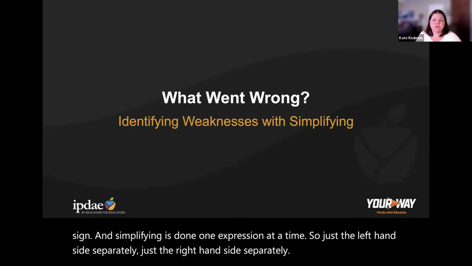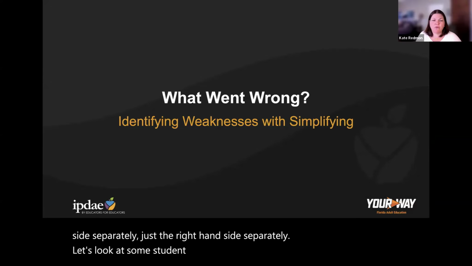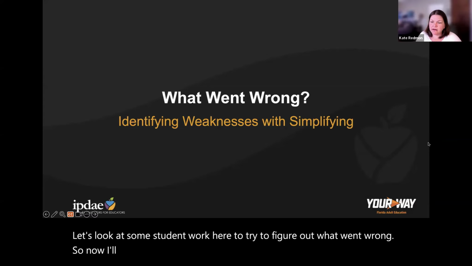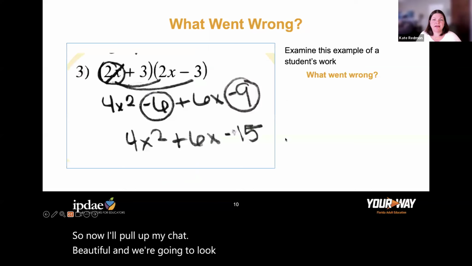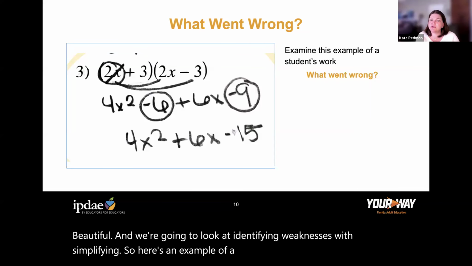Let's look at some student work here to try to figure out what went wrong. So now I'll pull up my chat. Beautiful. And we're going to look at identifying weaknesses with simplifying. So here's an example of a student's work. And my question to you is, what went wrong?